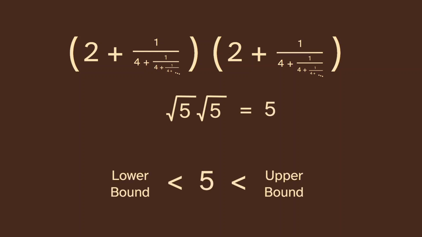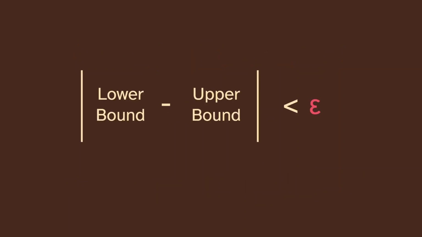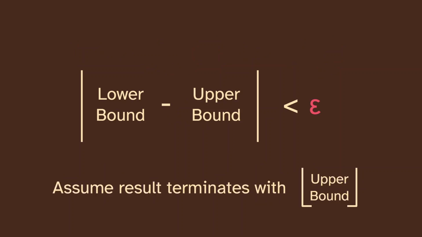But as we continue this process, the lower bound will always have a floor of 4, while the upper bound will always have a floor of 5. So the floors will never agree and will never get any terms. But we can kind of patch this. We could say, if the difference between those bounds is sufficiently small, then just assume that the result terminates with the floor of the upper bound, which theoretically isn't great, but it kind of fixes that problem.